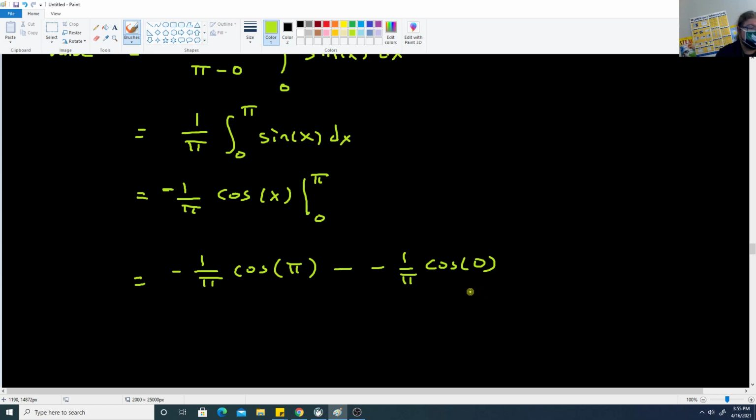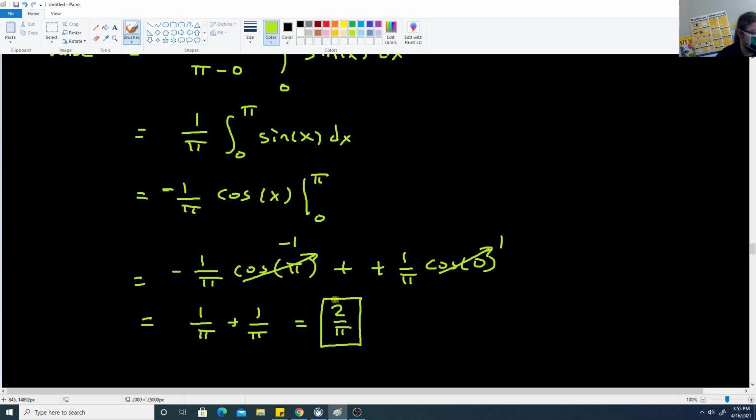Okay, so let's see here. Cosine of pi is negative 1. So this is negative 1 over pi times a negative 1, which is positive 1 over pi. Minus a negative is positive. Cosine of 0 is 1. So 1 over pi times 1 is plus another 1 over pi. 1 over pi plus 1 over pi is 2 over pi. So that would be the average value of that function over that interval. And that's basically all there is to that one.